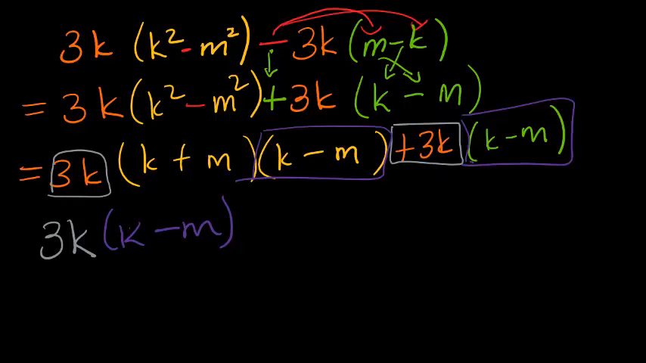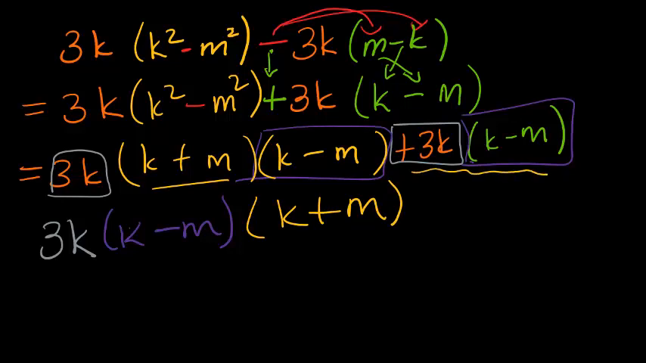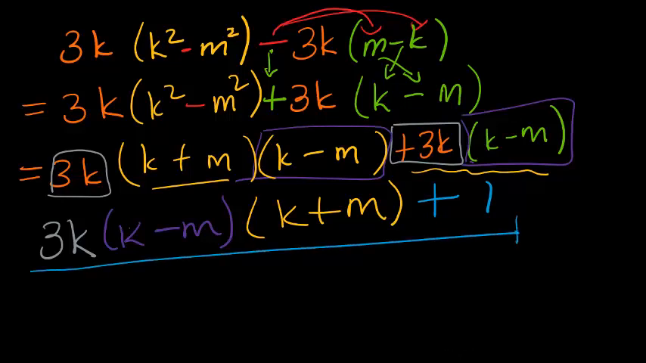So what do I have left? I have left this bracket, which is going to be k plus m. And notice that I took out both of these here. So what do I have left on that side? Plus 1. That's what I have left on that. And that is your final answer.